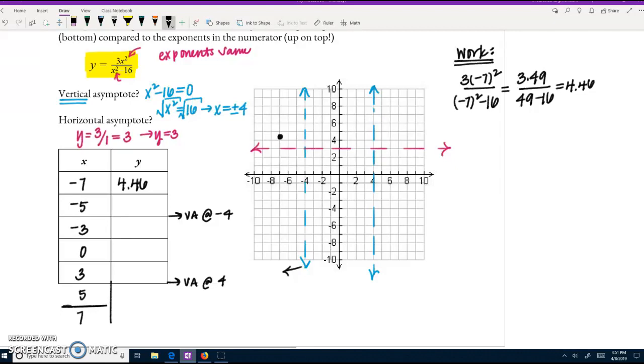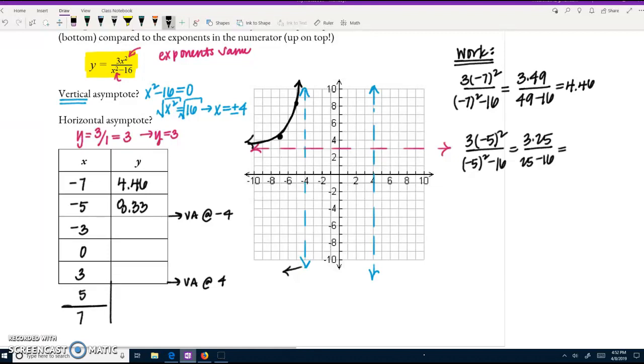Then if I plug in negative 5, I'll have 3 times negative 5 squared over negative 5 squared minus 16. So this is going to be 3 times 25 over 25 minus 16. So if you plug that into your calculator, the value that I get out is about 8.3 repeating, so 8.33. So if I go over to negative 5, I'm up here at about 8.33. So I'm bounded by the vertical asymptote and the horizontal asymptote here. So I'm going to have this shape that's sketched in between the two asymptotes. So that takes care of the left-hand side.